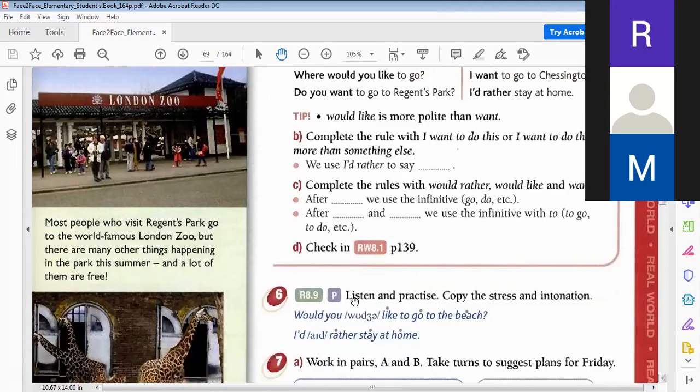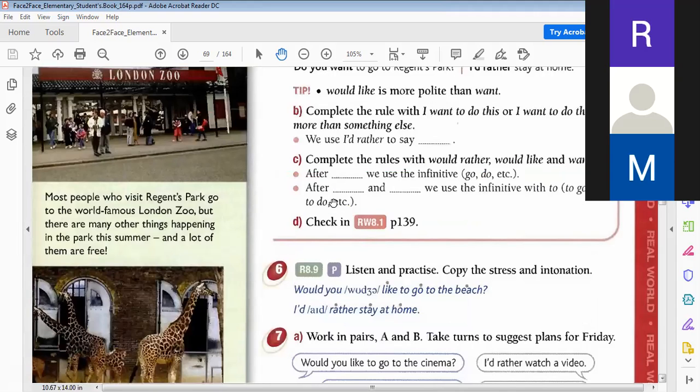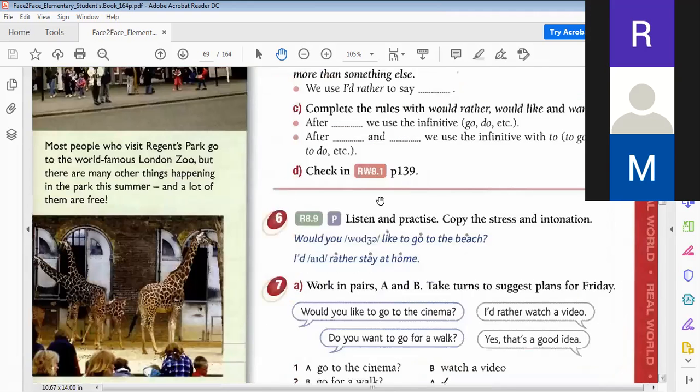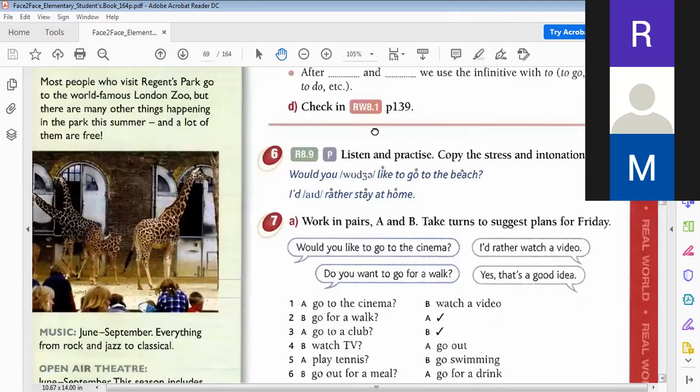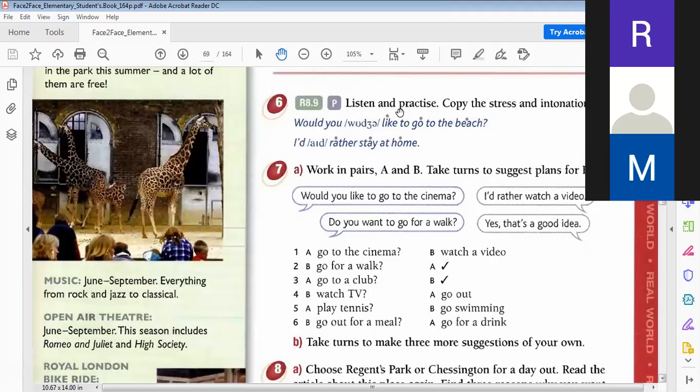Sorry. So number 6 has no relation to number 5. They will give us other sentences. So we want to listen and practice. Copy the stress and intonation. Okay. So I want you to listen and repeat. Let's listen and repeat together. Let's do that.